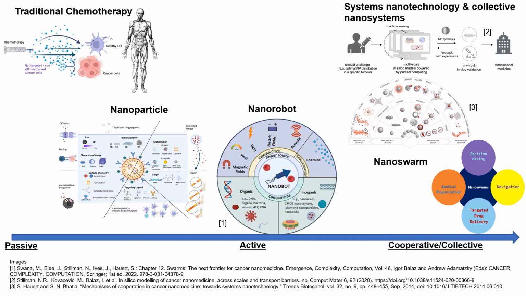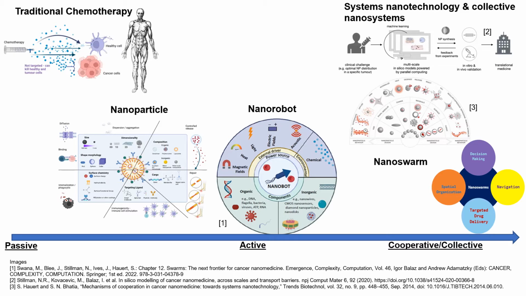In silico models can be used to select nanoparticle design based on things like size, shape, loading, coating. And rather than looking at individual nanoparticles, we can look at how all the particles interact with each other and their environment, so collective nanosystems that work cooperatively rather than individually.